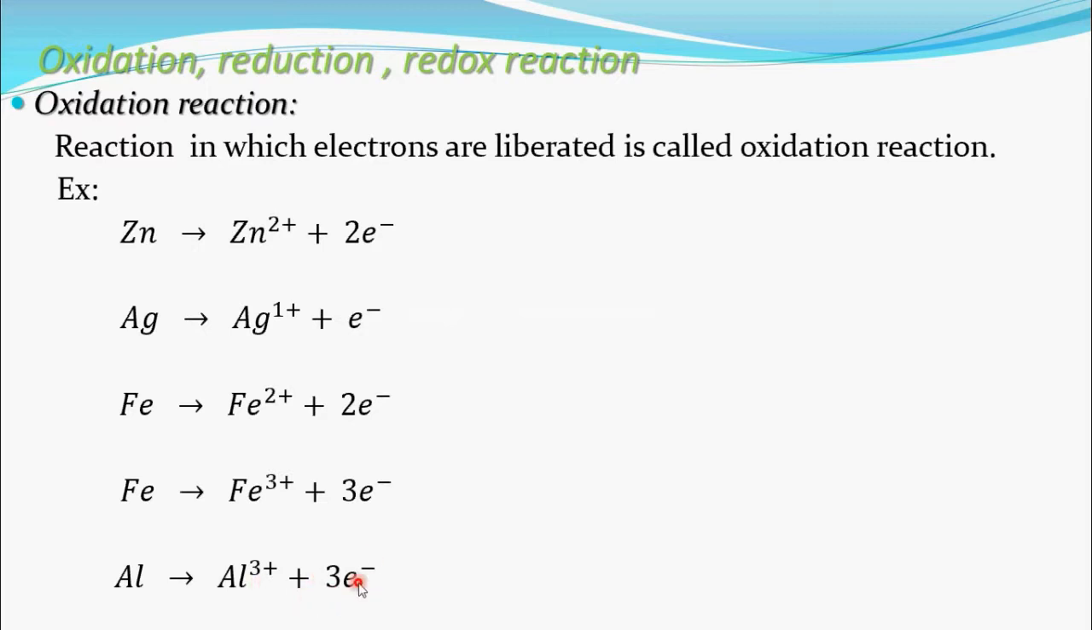So a reaction in which electrons are liberated is called an oxidation reaction, and during oxidation these elements are ready to give electrons as much as possible. Zinc is ready to give 2 electrons in the oxidation reaction.